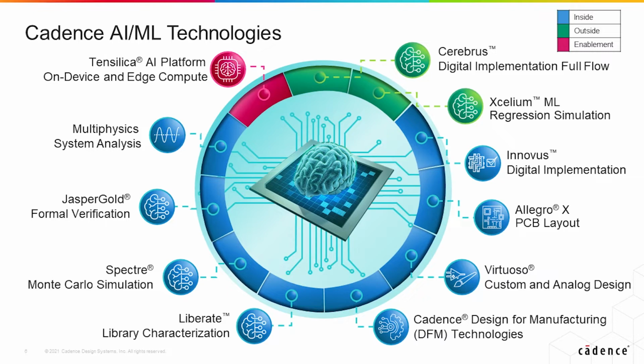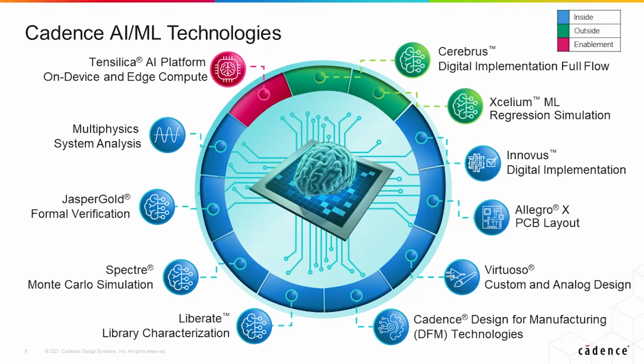Innovus. The Innovus implementation flow uses machine learning for a variety of tasks such as pre-route delay prediction, optimization of cell selection, and so much more. And this leads to faster design convergence and better PPA results.